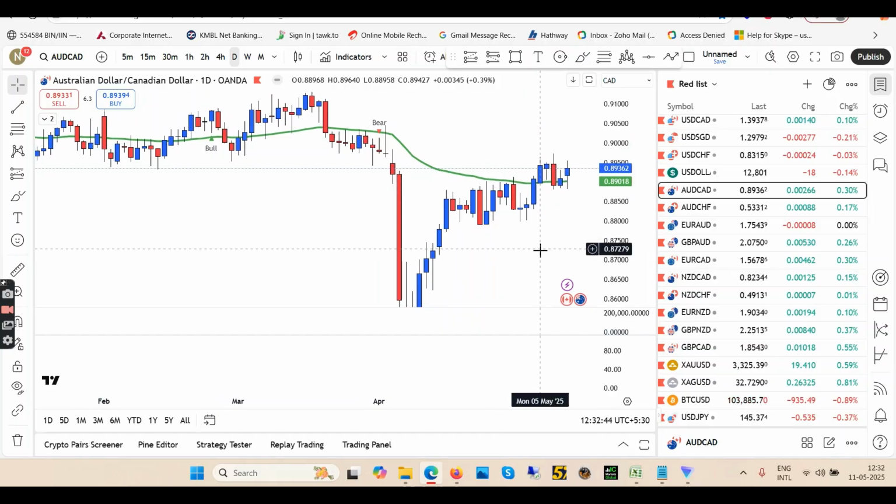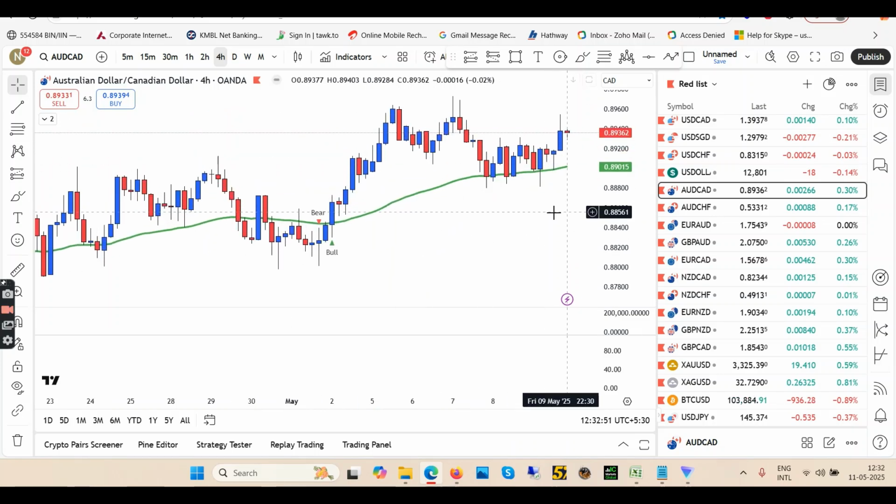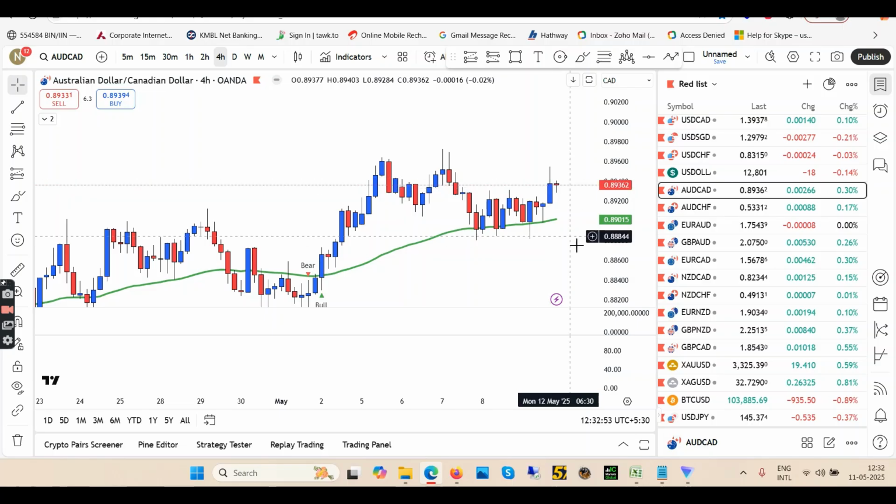a scalper, so I don't talk about 5 minutes, 15 minutes. If you're into 4 hours, so go back to 4 hour again. If you're not taking any trade in AUD CAD, only enter buy after each pullback.